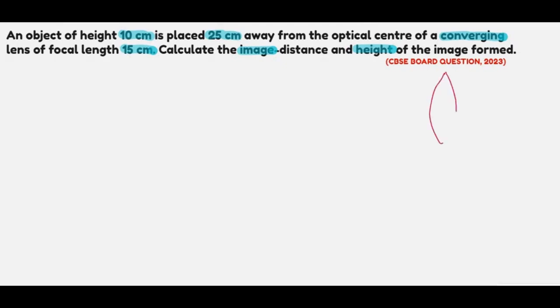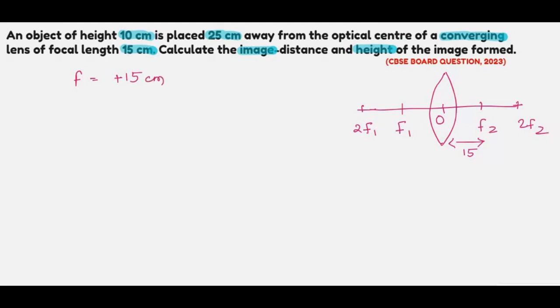If this is a convex lens and this one is the optical center, this is F1, this is F2, here will be 2F1 and here will be 2F2, and the focal length of this lens is 15 centimeters. So I write down here the focal length is 15 centimeters. It will be plus 15, because it's a convex lens and a convex lens has a positive focal length.